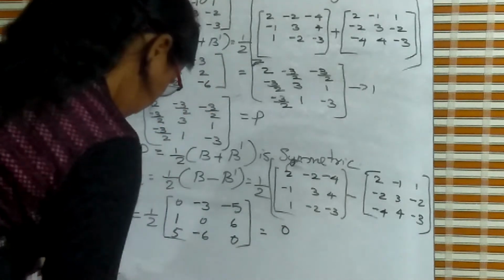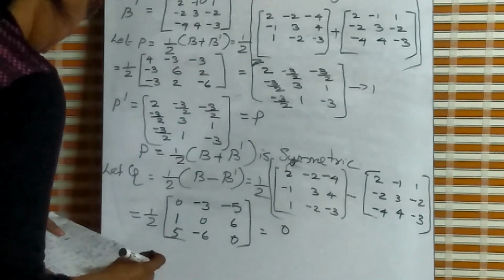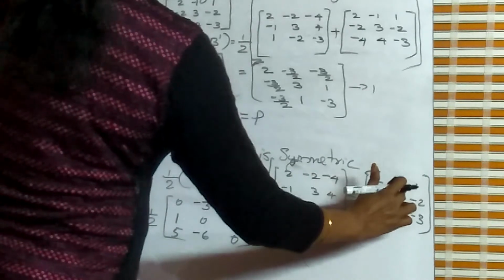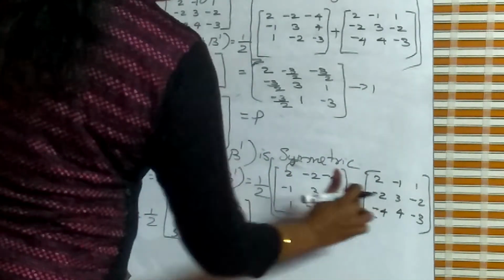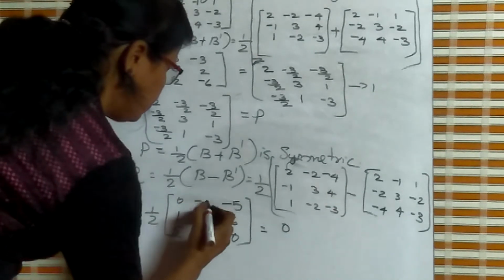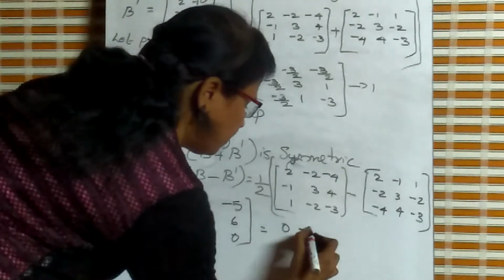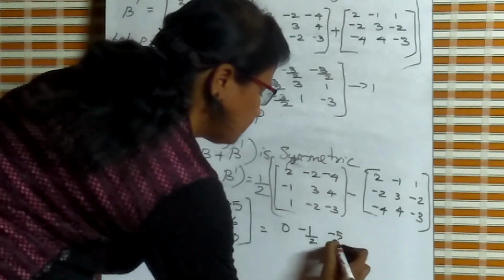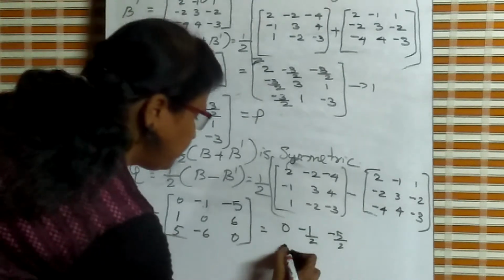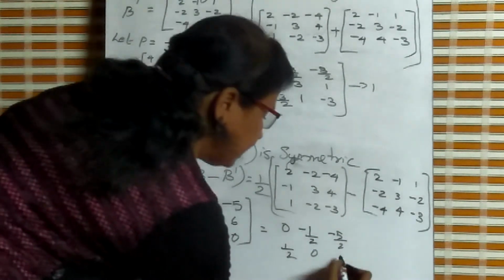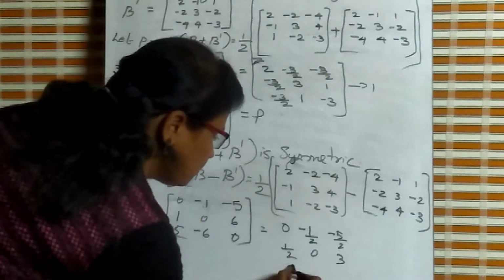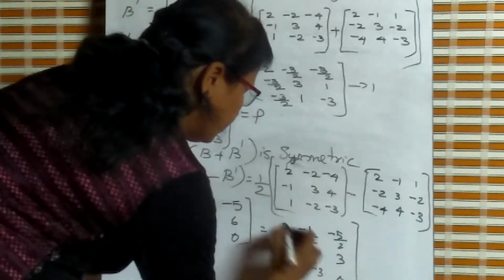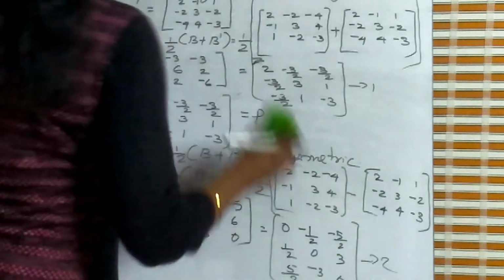So Q equals half of [0 -1 -5; 1 0 6; 5 -6 0], which is [0 -1/2 -5/2; 1/2 0 3; 5/2 -3 0]. This is equation 2.